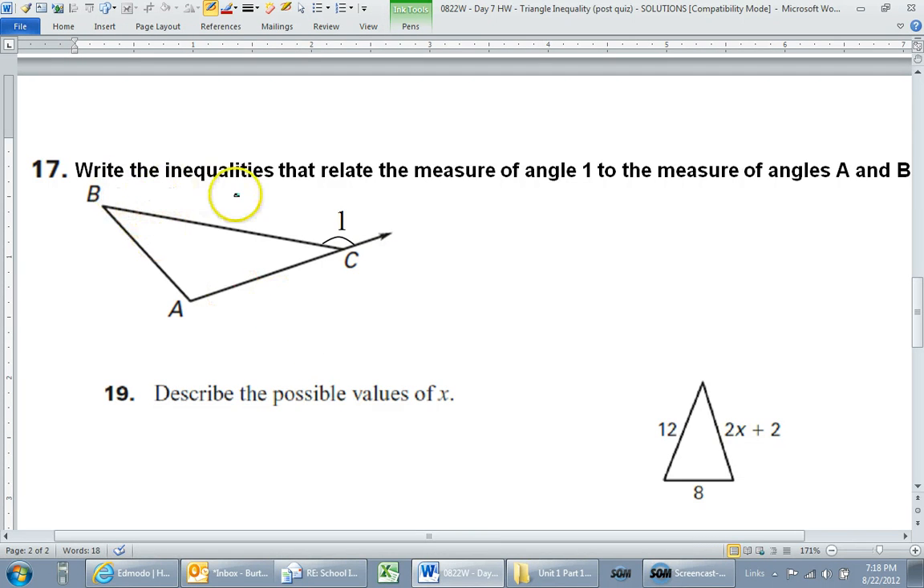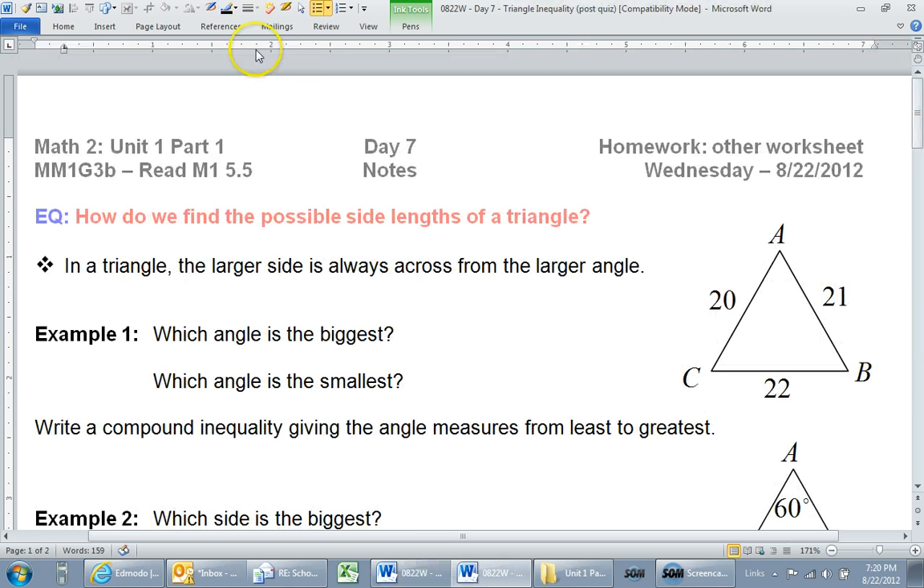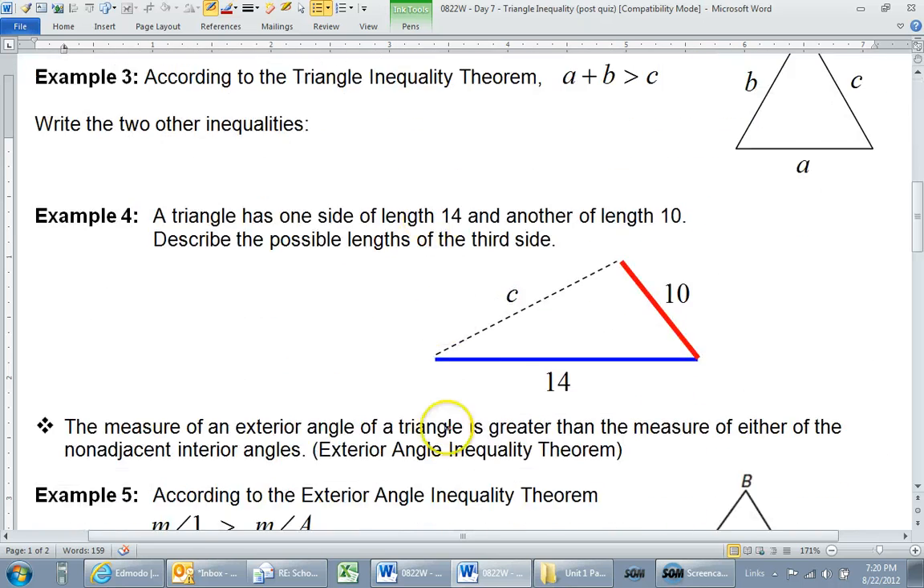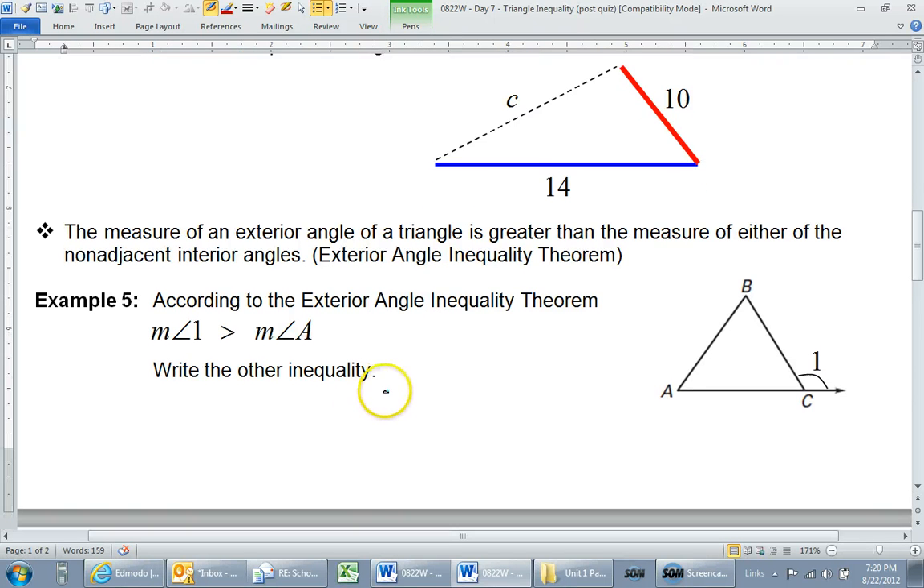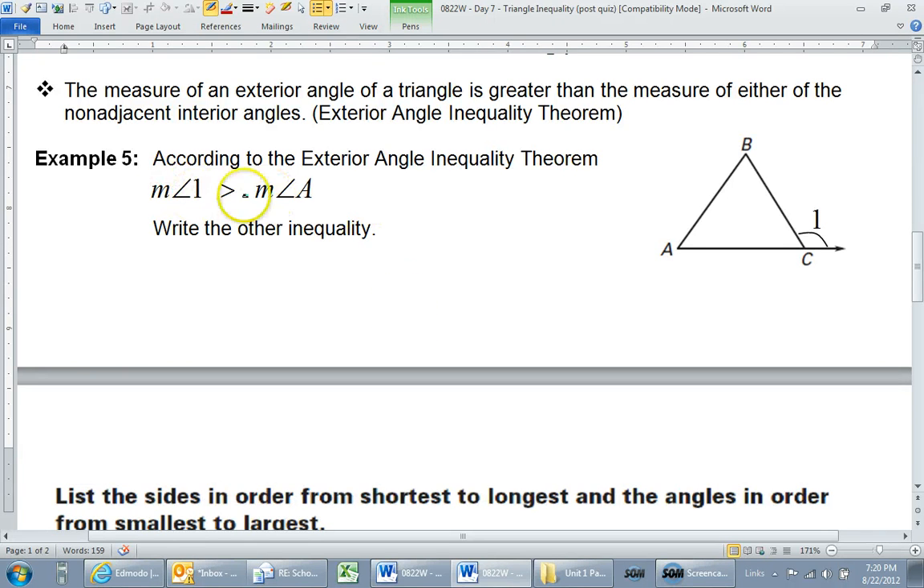Alright, number 17. Write the inequalities that relate the measure of angle 1 to the measure of angles A and B. Okay, you know what? Let's look back at today's lesson. Okay, here is today's lesson. Let's scroll down and take a look at this theorem right about here in example 5.